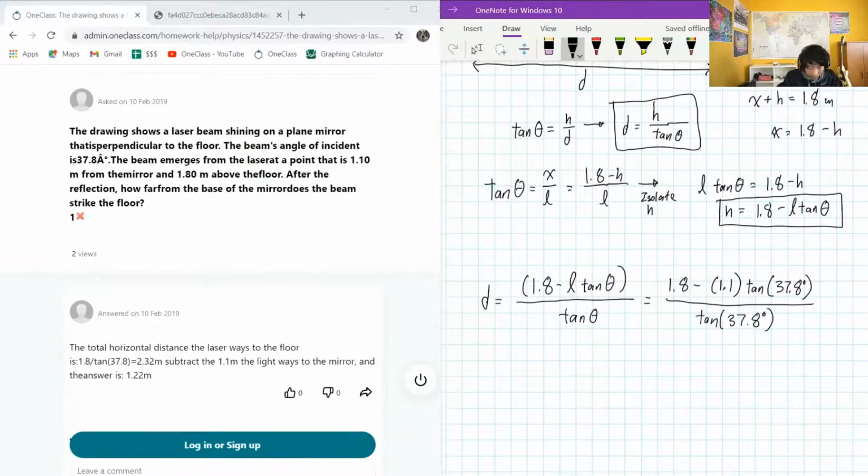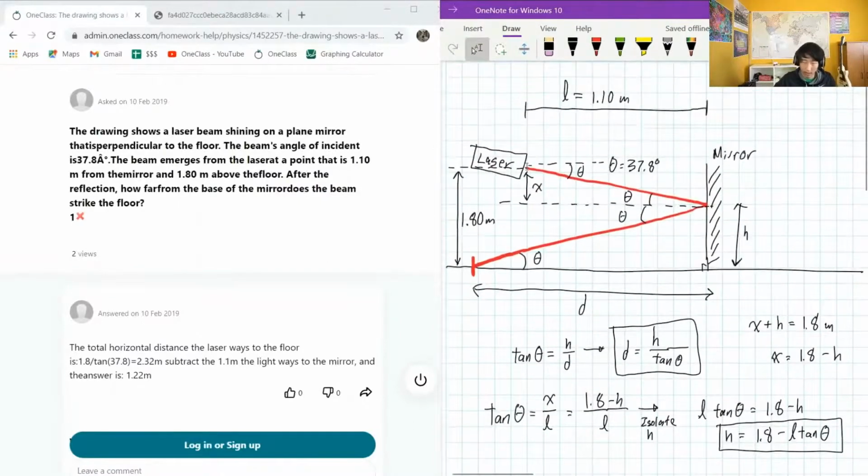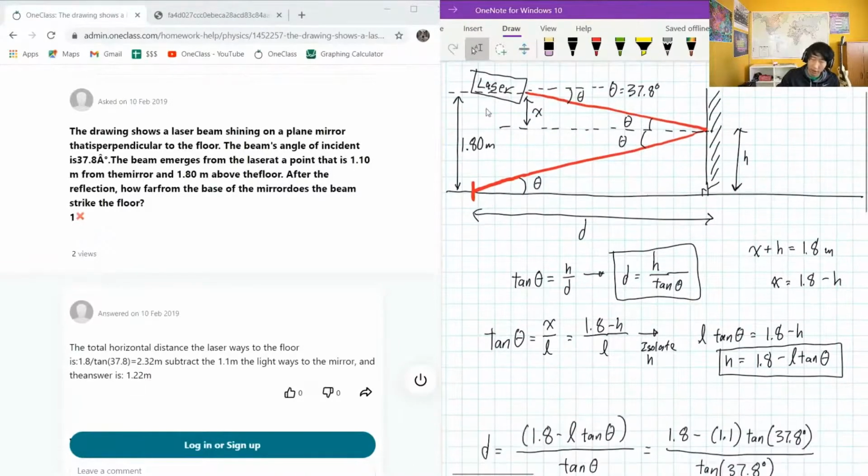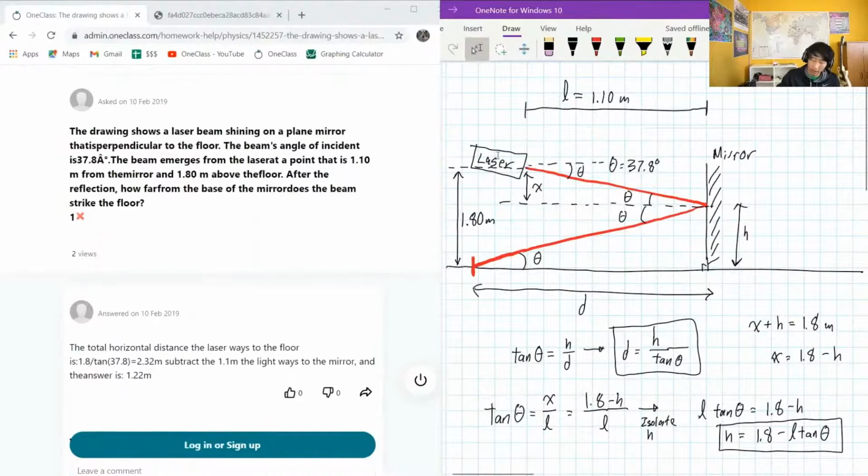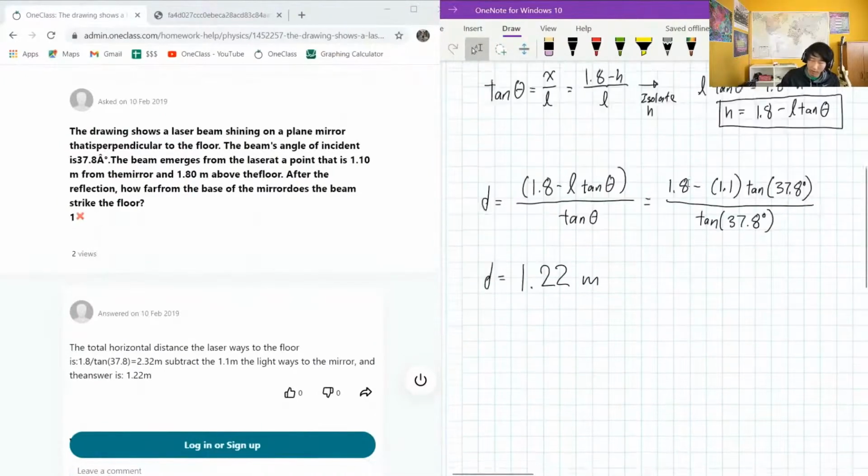1.8 minus 1.1 times tan 37.8, that whole thing divided by tan 37.8. And my result for this calculation is d is equal to 1.22 meters. And that seems moderately reasonable because as we can see from the diagram, I know not everything is to scale, but it feels like a reasonable answer that it is going to appear farther than the original length here. So yeah, d 1.22 meters seems reasonable.